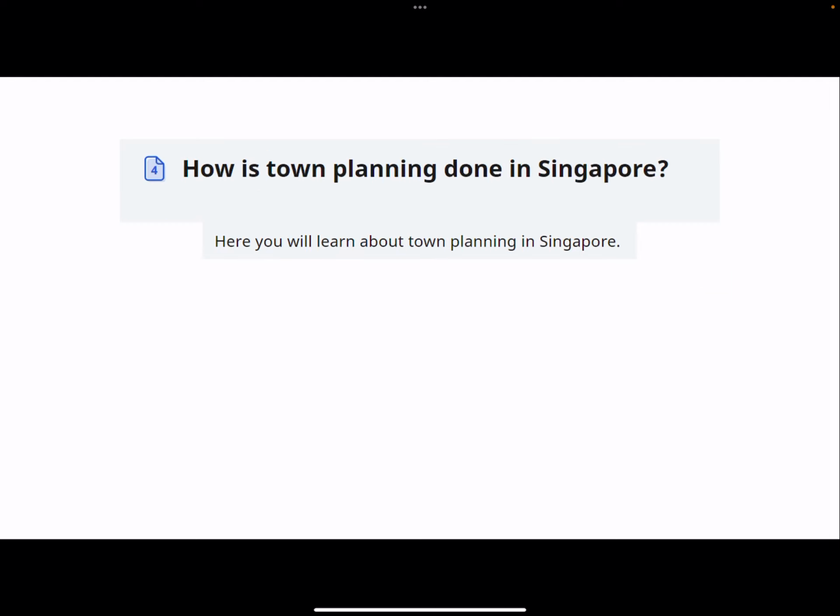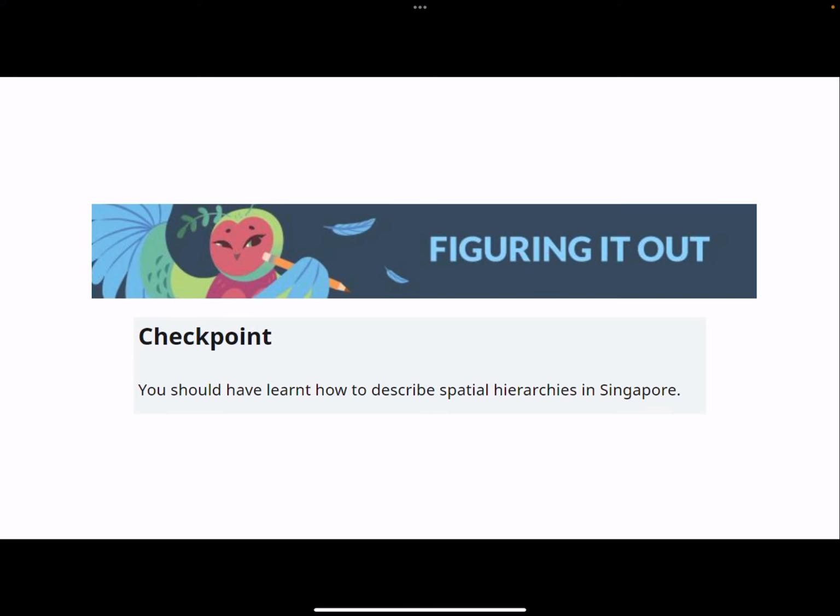So with this, we have come to the end of spatial hierarchies in Singapore. Right, next video up will deal with town planning.